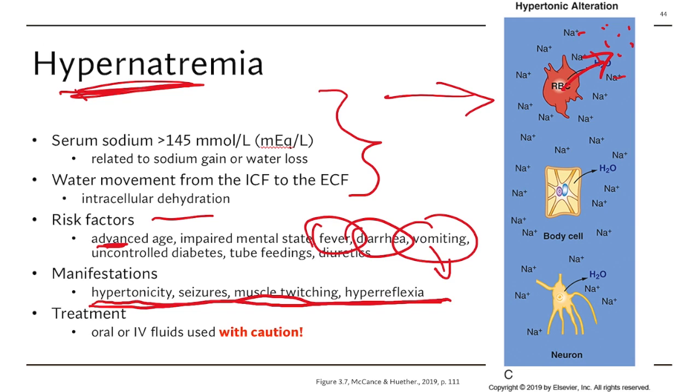You need to identify what's going to happen when a patient has too much sodium, too little sodium, and as well too much potassium, too little potassium. Incredibly, incredibly important. And how do we treat? Oral fluids or IV fluids. It depends on how severe that dehydration and hypernatremia is.